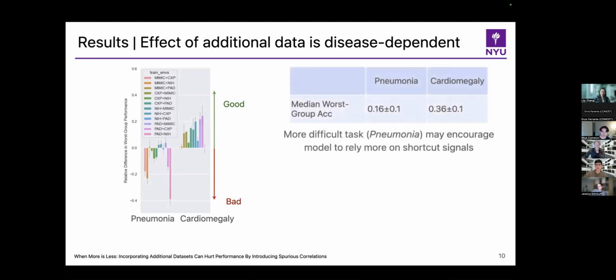We hypothesize that this is possibly due to the relative difficulty of each task. If instead of looking at the relative change of worst group performance, which we have on the left, we just look at the median worst group accuracy, pneumonia is much lower, signifying it's maybe a more difficult task to learn. And because it's a more difficult task, it may encourage the model to rely more on shortcut signals, which is why when you combine the data, that causes more significant degradations.